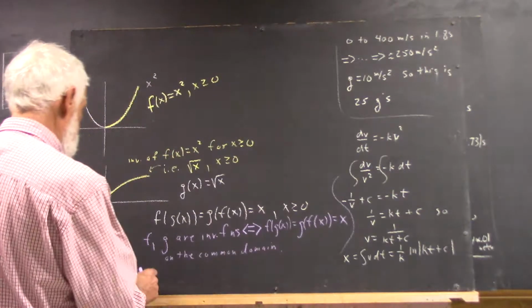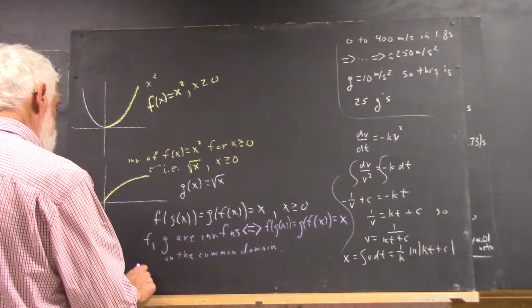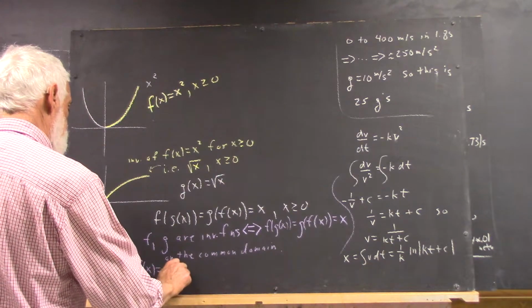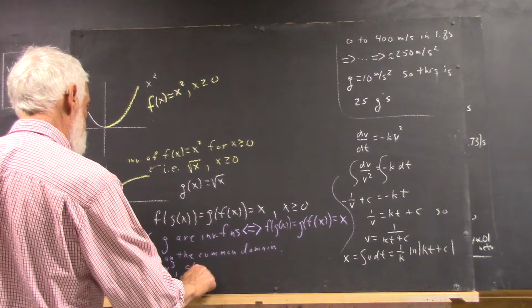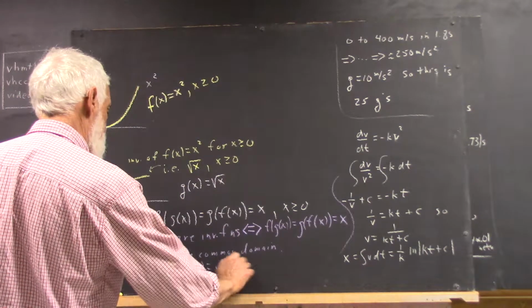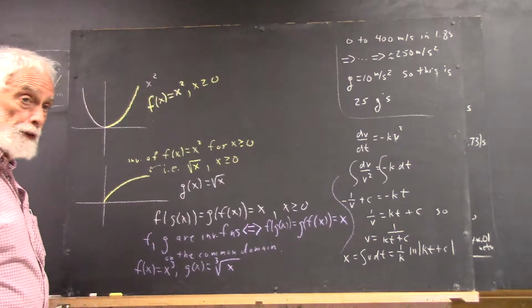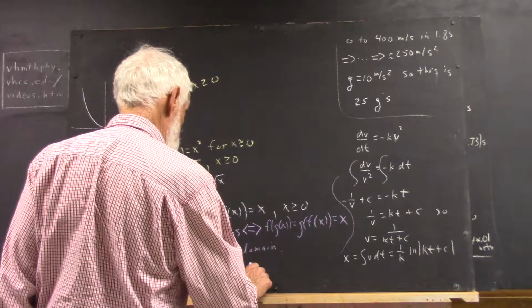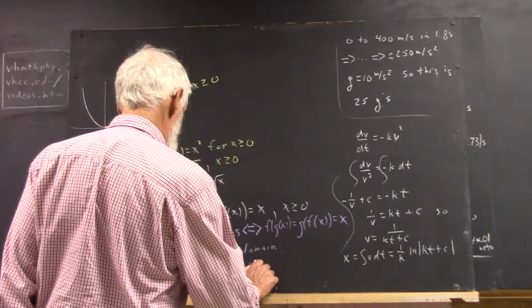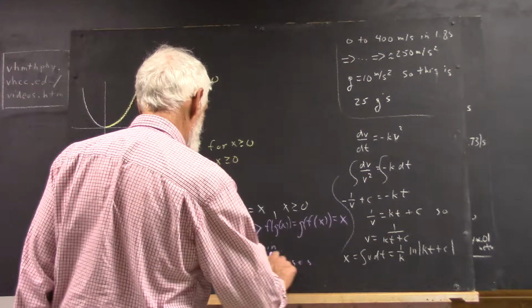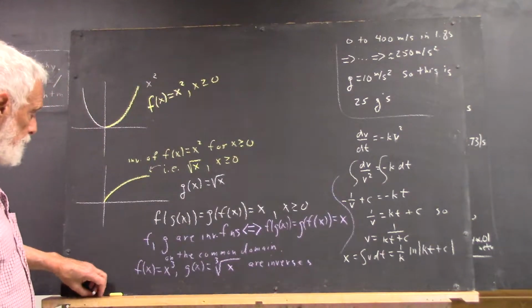The other examples are f of x equals x cubed, g of x equals the cube root of x. We constructed that again the other day. And we can say that these are inverses. And there are many, many others. That's just another example.